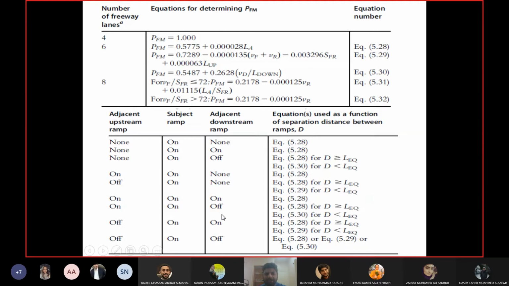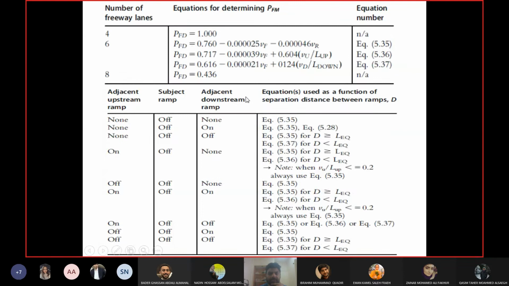So in that case, again, you will end up calculating 2 values or 3 values of PFM. Because at one particular point, you are having an off ramp as well as an on ramp. So you will apply the condition of the on ramp as well as the off ramp. So you will have 2 values of PFM. In that case, you will take the higher one. And the third case, they have already mentioned themselves that you can use all these 3 equations, and again you will take the higher value.